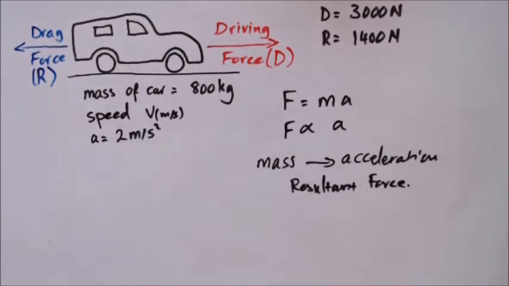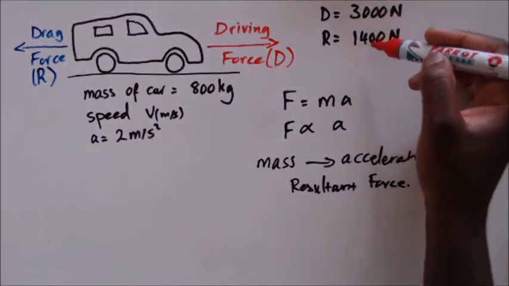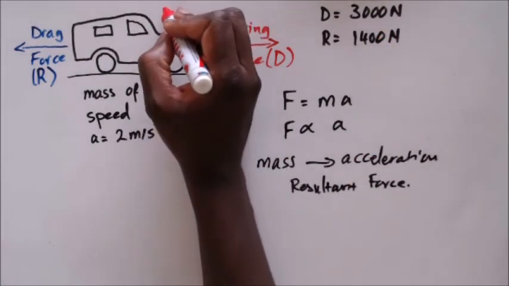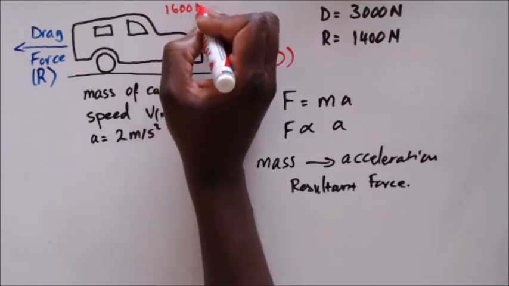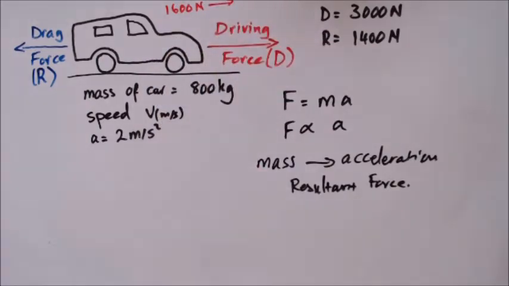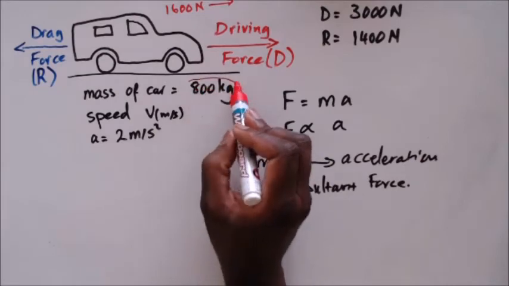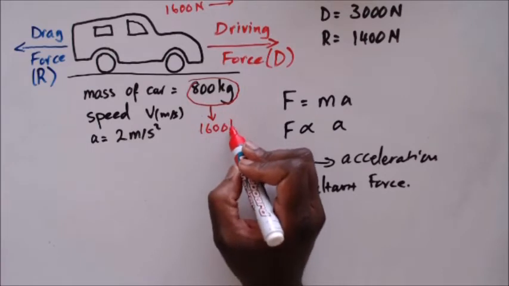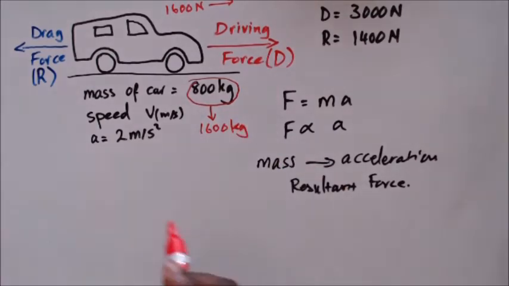Let's go back to this example where we've got our car and we know that the resultant force acting on that car was 3,000 minus 1,400, which gave us a resultant force of 1,600 newtons. I'm going to put this up here, 1,600 newtons, which is going to be in this direction. That is the resultant force. Now let's imagine that the mass of the car, instead of being 800 kgs, was twice that, 1,600 kgs. What would the acceleration work out to?